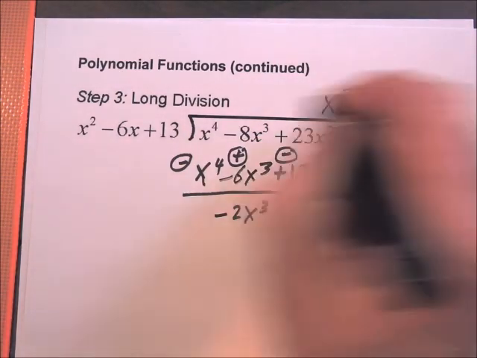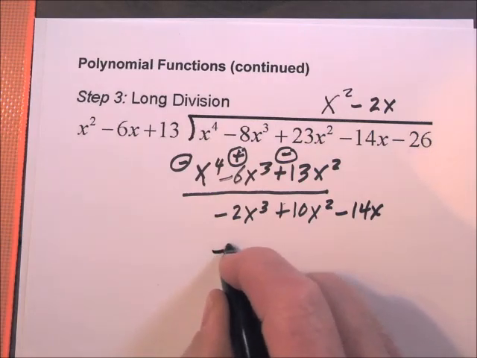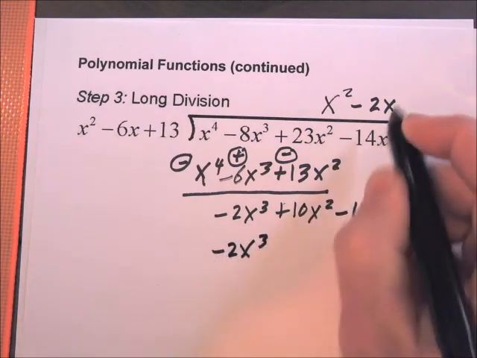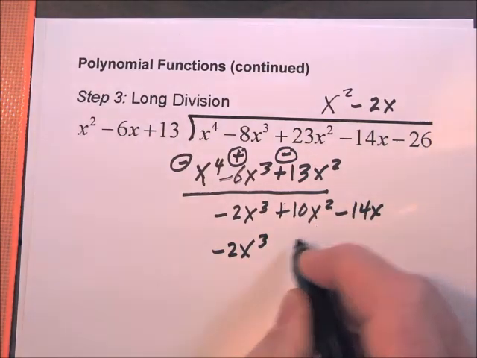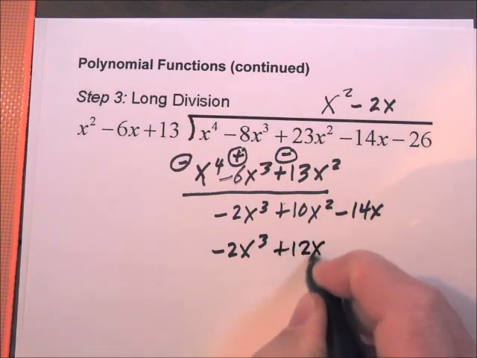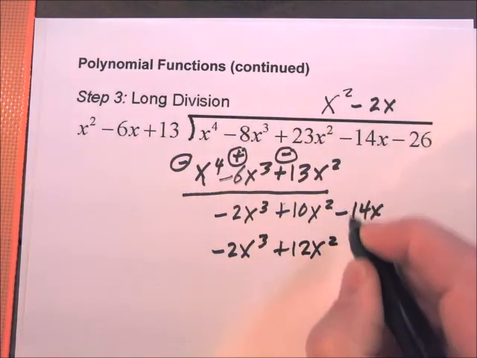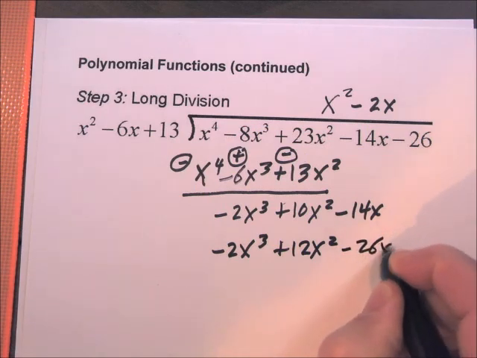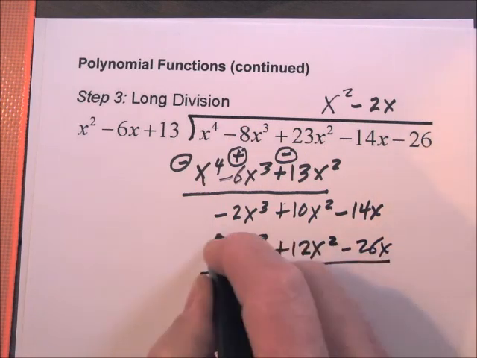And then multiply. Minus 2x times x squared is minus 2x to the third. Minus 2x times minus 6x is plus 12x squared. Minus 2x times 13 is minus 26x. Draw the line, change the signs.